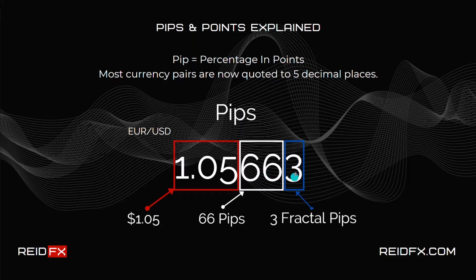The blue box shows us fractal pips. Now, fractal pips are sometimes called pipettes or even points in Forex, and these are 1/10th of 1 pip. So we entirely ignore fractal pips because they're just such a small amount of money, it's insignificant. Now, pips, on the other hand, are what traders use most of the time. So when currency values change, they tend not to change by whole cents very often. It can sometimes take days, weeks, even months for the euro US dollar, for example, to go from $1.05 to $1.06. So most of the time, traders are working with pips.